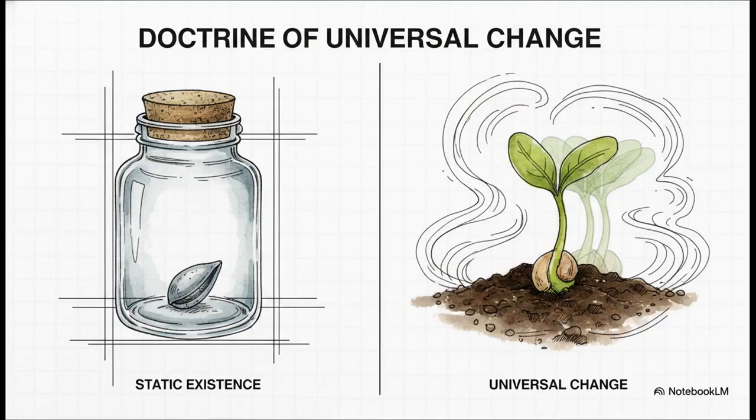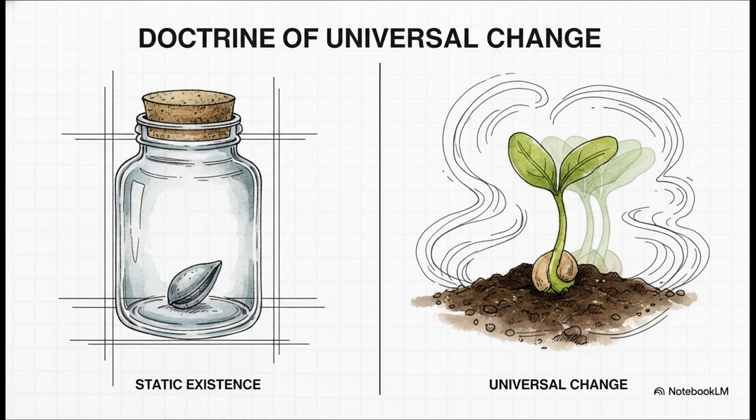Let's build that into Kshanikavada, or the doctrine of universal change. A highly probable MCQ concept to watch out for here is the criterion of existence, Arthakriyakaritva. Break that complex word down. It means the very definition of existing is simply the capacity to produce an effect.